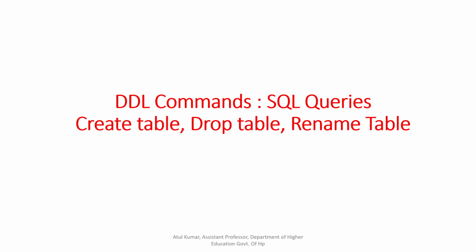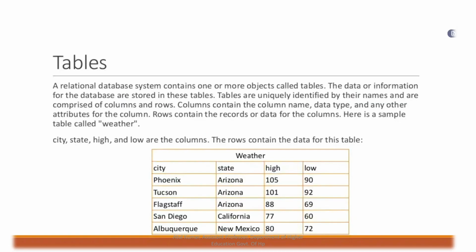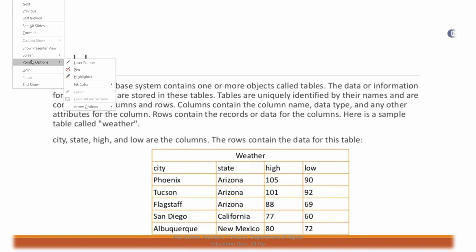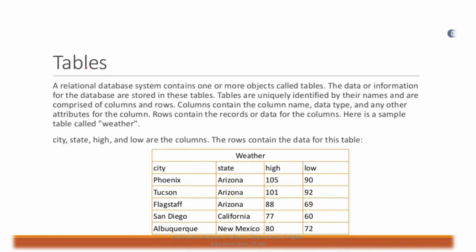In this video lecture, I will discuss various DDL commands that include create table, drop table, and rename table. Each database in a relational database system contains one or more objects called tables to store the information or data. Tables are uniquely identified with the help of their names, and each table consists of rows and columns.